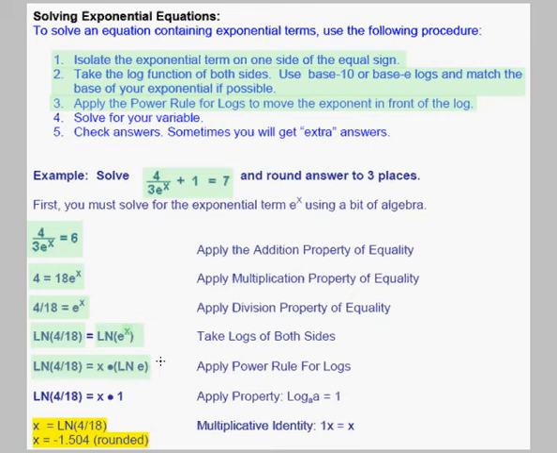Now natural log of e turns into just 1. So what we really have here is natural log of 4/18 equals x times 1, or just x. So x equals natural log of 4/18. And on a calculator we get x equals negative 1.504 if we round it.